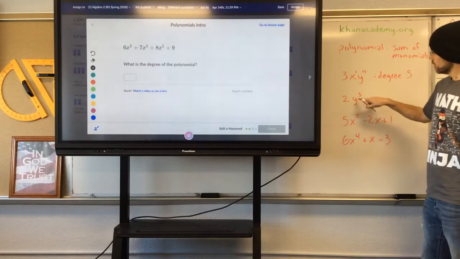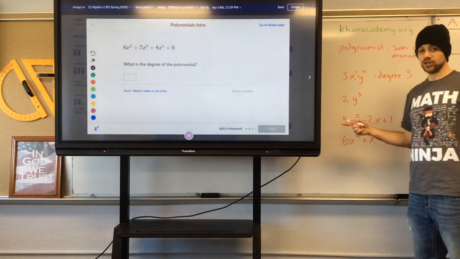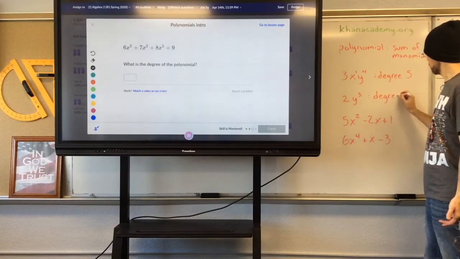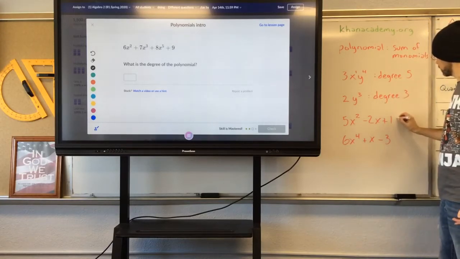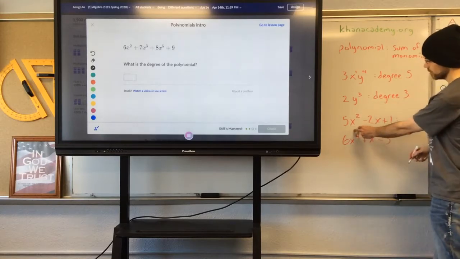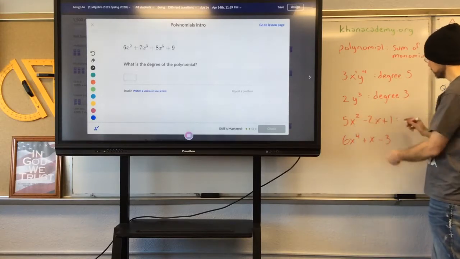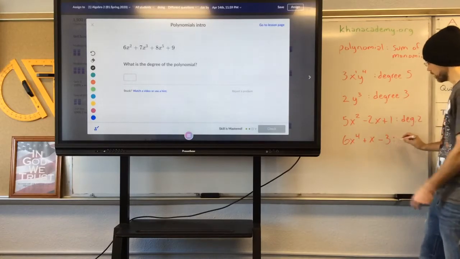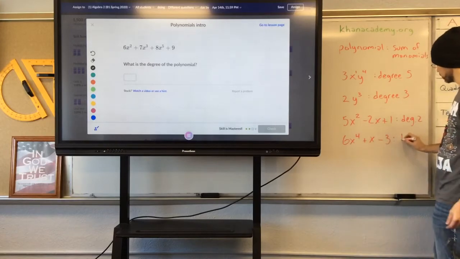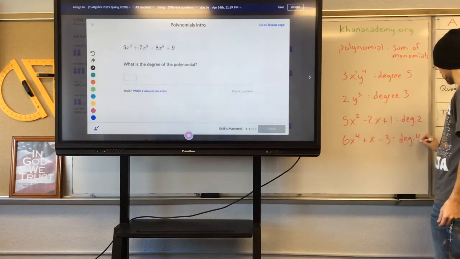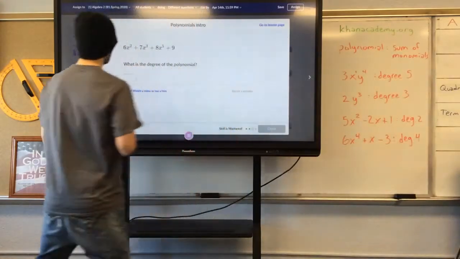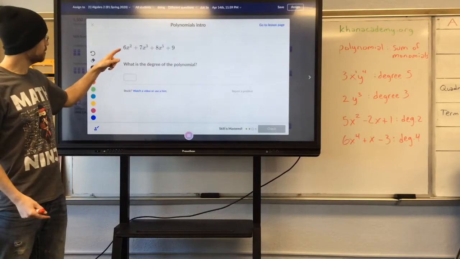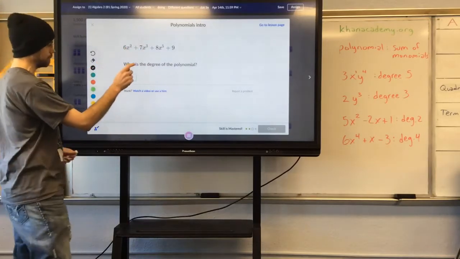This monomial, y to the third, the 3 is the only exponent, so the degree is 3. This one, our highest exponent is 2, so the degree is 2. And on this one, our highest exponent is 4, so the degree is 4. So this has only one variable, so we look for the highest exponent, which is 5, and that's our degree.